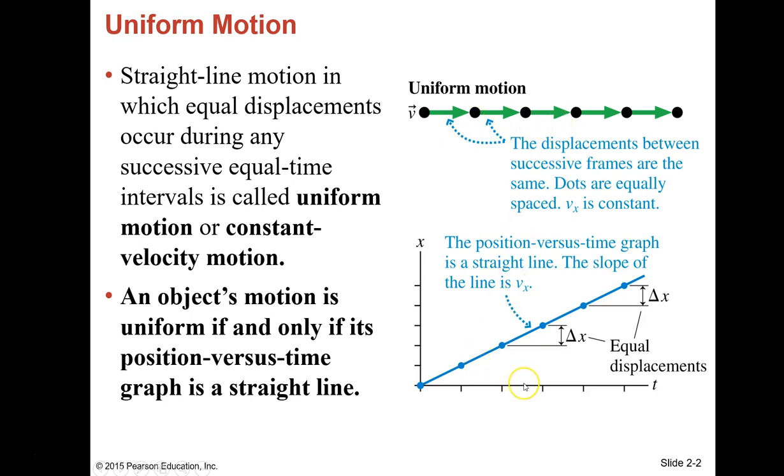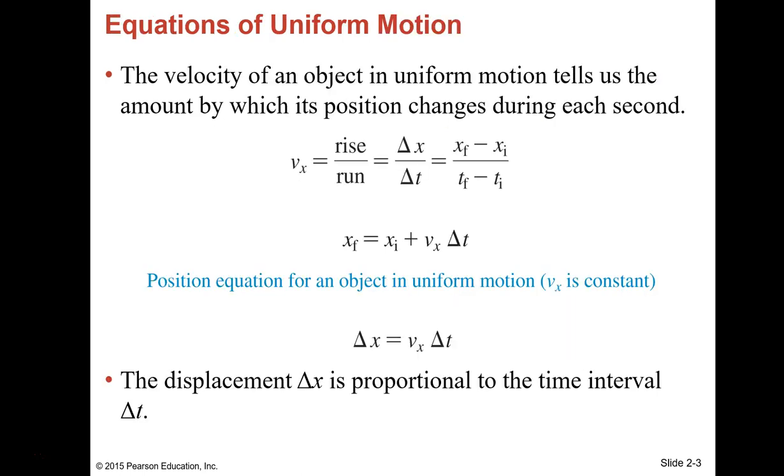For the position versus time graph for a constant velocity motion, the graph has a constant slope. The slope is equal. You have equal displacements over every time interval. The velocity of an object, again, is rise over run. Change in position over time is your velocity. And if it's uniform motion, the velocity is constant.